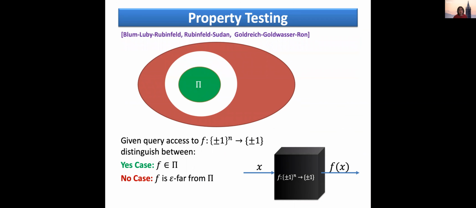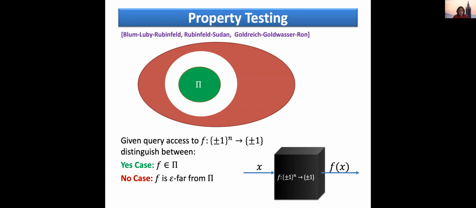So first, let me introduce the general setting, which is property testing. This was first introduced by Blum, Luby, and Rubinfeld, and subsequently been explored by many people. So the idea is that you have query access to some function f, and for us, we're going to be dealing with Boolean functions, and we're going to represent bits by plus or minus 1. So we're going to be dealing with Boolean functions that take in n bits to just 1 bit. And you want to distinguish between the case when f has some property, pi, or f is epsilon far from having some property. And so there's a couple things to talk about here.